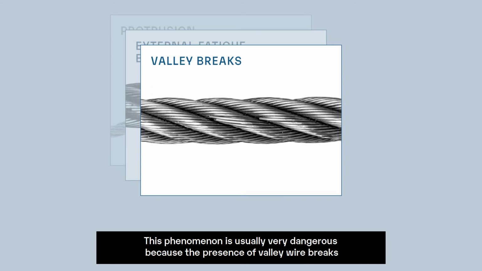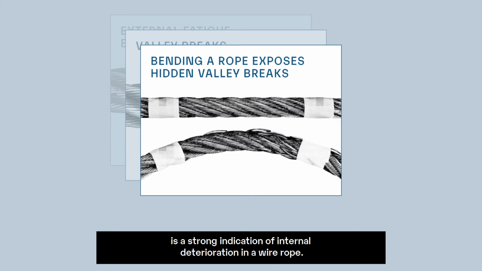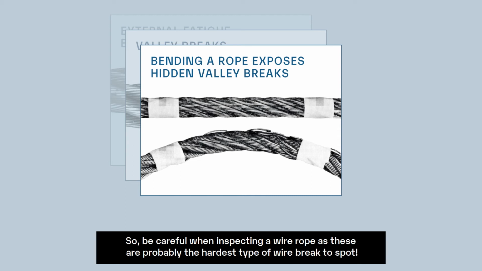This phenomenon is usually very dangerous because the presence of valley wire breaks is a strong indication of internal deterioration in a wire rope. Flexing the rope exposes hidden broken wires, and while doing that, you may hear cracking sounds from the inside of the rope. Of course, bending the rope is not always possible. In this case, a magnetic rope test might be very useful to detect them. So, be careful when inspecting a wire rope, as these are probably the hardest type of wire break to spot.